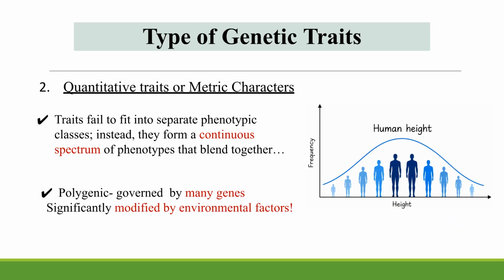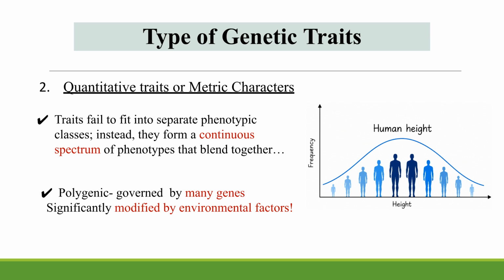Second, we have quantitative traits, also called metric characters. Unlike qualitative traits, these traits don't fit into neat boxes. Instead, they form a continuous spectrum of phenotypes that blend together. Think of attributes like human height, body weight gain, and milk or egg production.